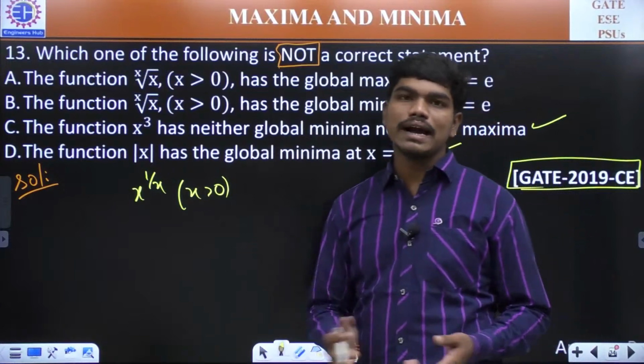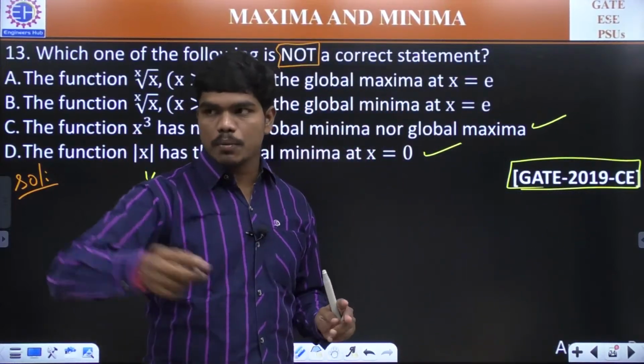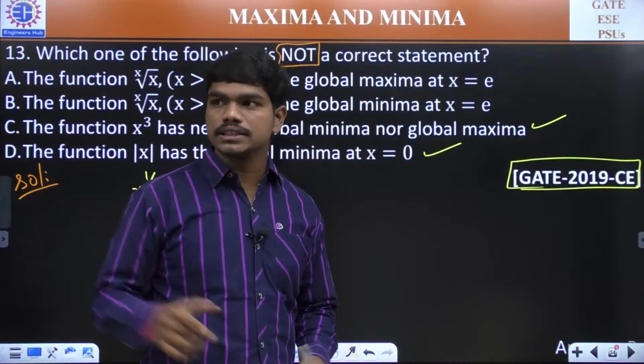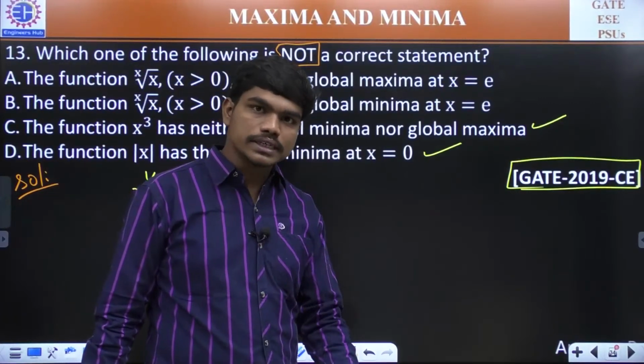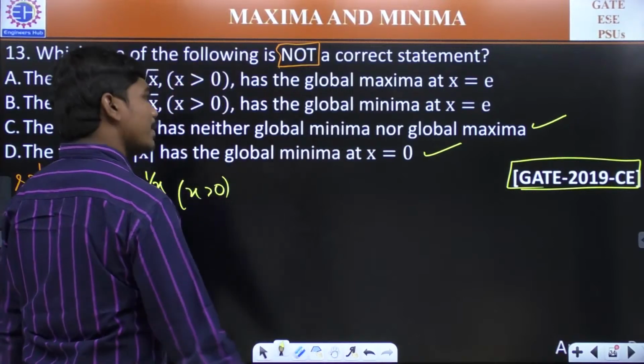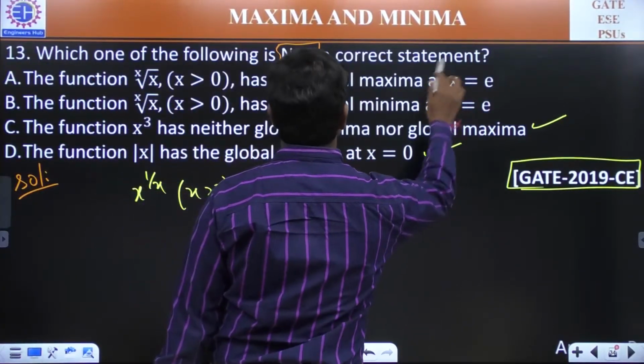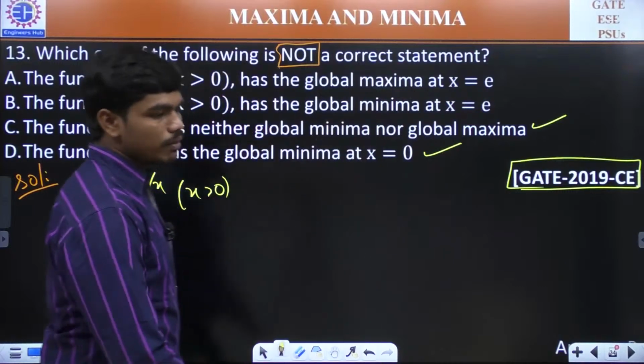Correct, because we don't have any finite defined values of maxima and minima for x cube. As we keep on increasing x, your x cube keeps on increasing. Similarly, as you keep on decreasing, your x cube keeps on decreasing. So there are no finite global minimas and maximas. Correct. Now we need to identify whether at x is equal to e, this function has global maxima or global minima.